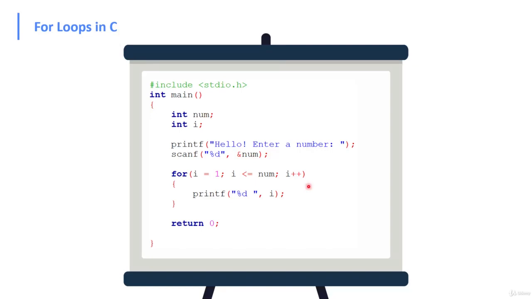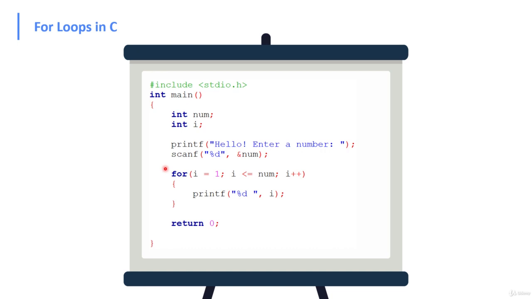My name is Vlad, and in this video we are going to take a look at for loops in the C programming language. At this point we understand the concept and the main principles of for loops as we've discussed in the previous video, and now it's time for some hands-on.